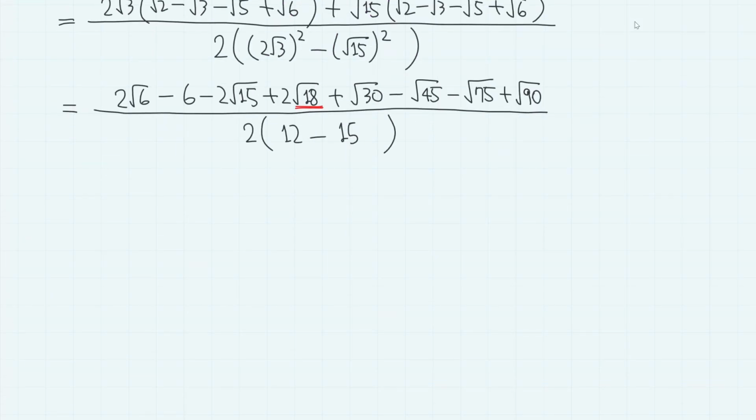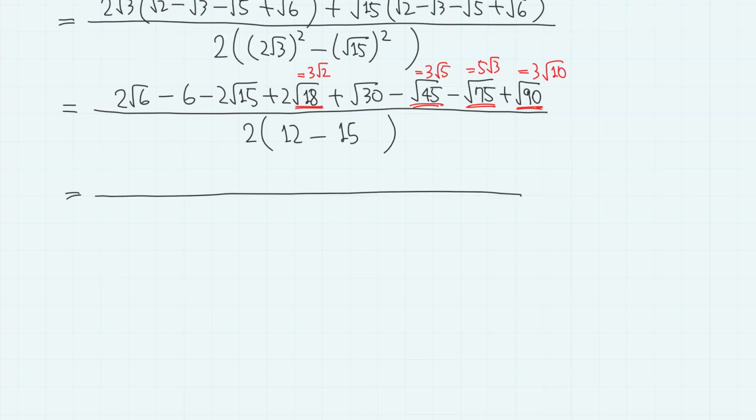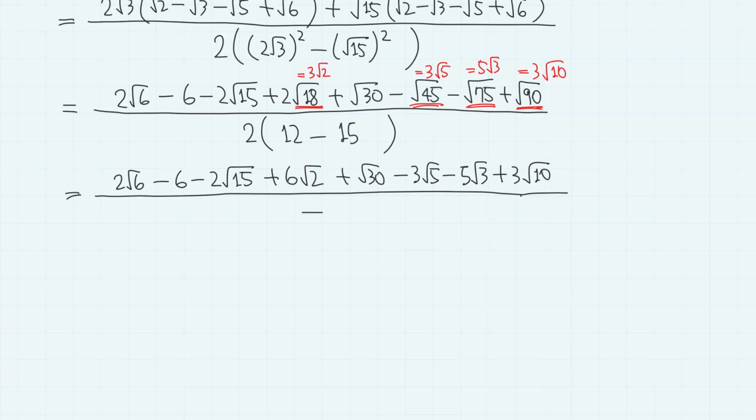Here, using that square root of 18 equals 3 square root of 2, square root of 45 is equal to 3 square root of 5, and square root of 75 is equal to 5 square root of 3. Oh, and square root of 90 equals 3 square root of 10. We have 2 square root of 6 minus 2 square root of 15 plus 6 square root of 2 plus square root of 30 minus 3 square root of 5 minus 5 square root of 3 plus 3 square root of 10, and the denominator is negative 6.